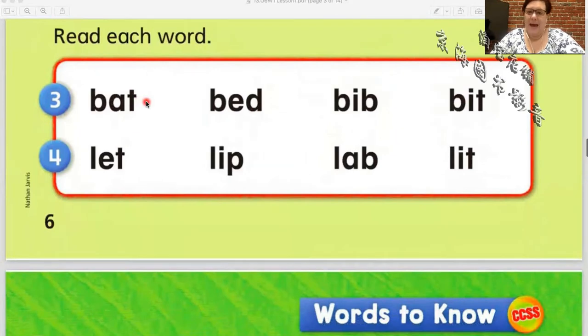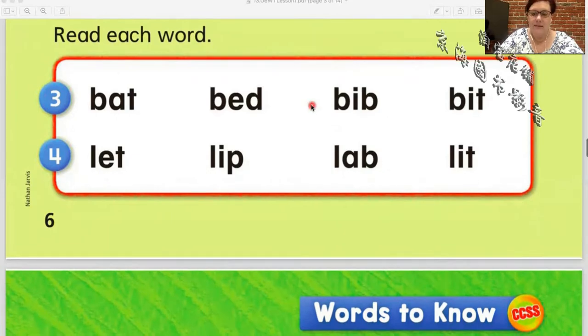Okay, so let's read each word. Okay, so bat, good. Bed, bib. A bib is like what a baby wears when it eats, so it doesn't get stuff on its clothes. Okay, so bib, bit, let, lip, lab, and lit. Okay, so these are all things where we can read. So they're B or L sounds. Okay, so let's read them again one more time. Bat, bed, bib, bit, let, lip, lab, and lit.